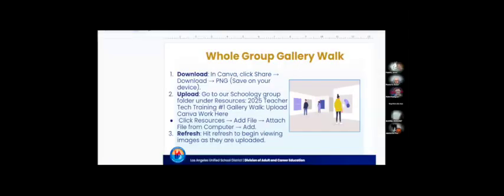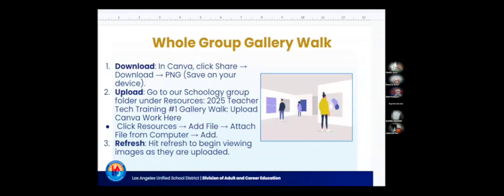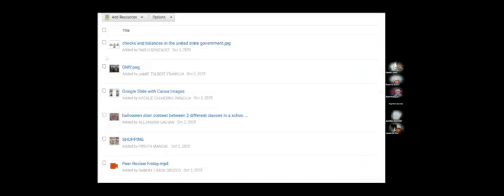I don't know what happened. I don't see the add resources button. Is there a reason why I don't see that button, add resources? It's at the top of the page next to options. I don't see it. It's up here, if you're seeing my screen.